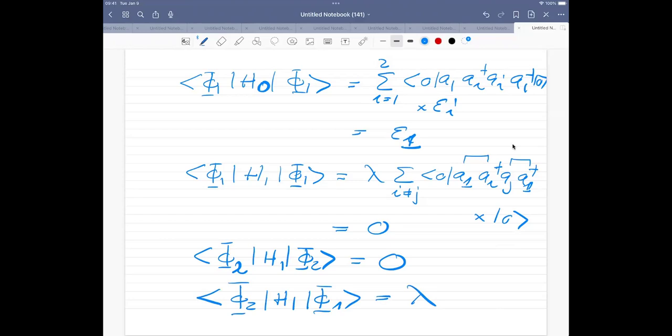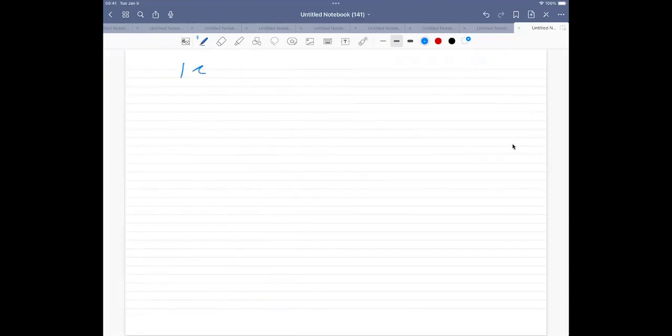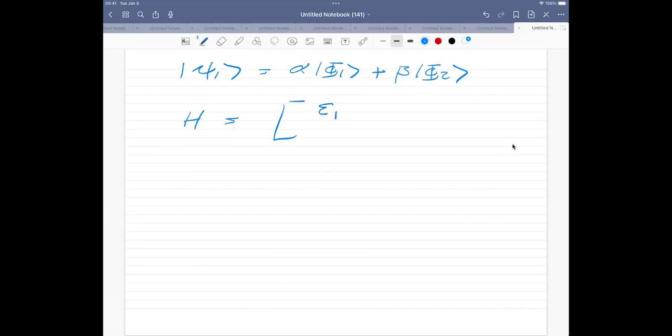So this is a two-level system. It means that the exact state is a linear combination of phi1 and phi2. So we have that psi1 is given by some parameter alpha times phi1 plus some parameter beta times phi2, and similarly for psi2. So the Hamiltonian matrix which we are going to set up is pretty simple. It's going to be given by epsilon 1, lambda, and then lambda, epsilon 2, because the interaction piece is 0 when we are in the same non-interacting state.